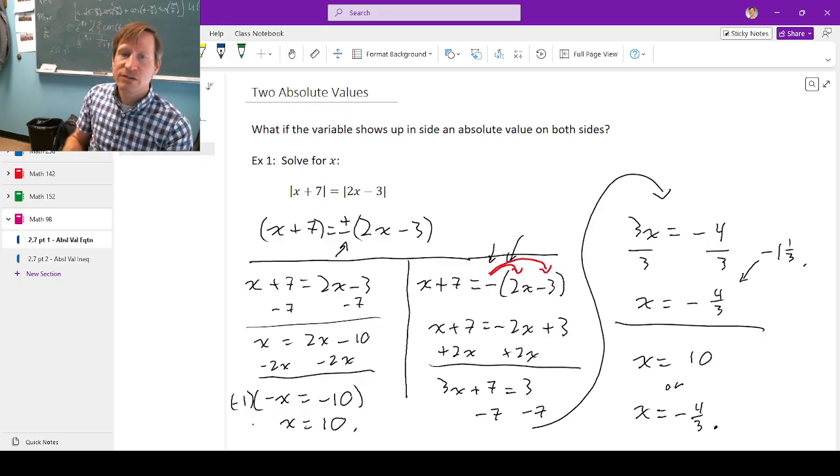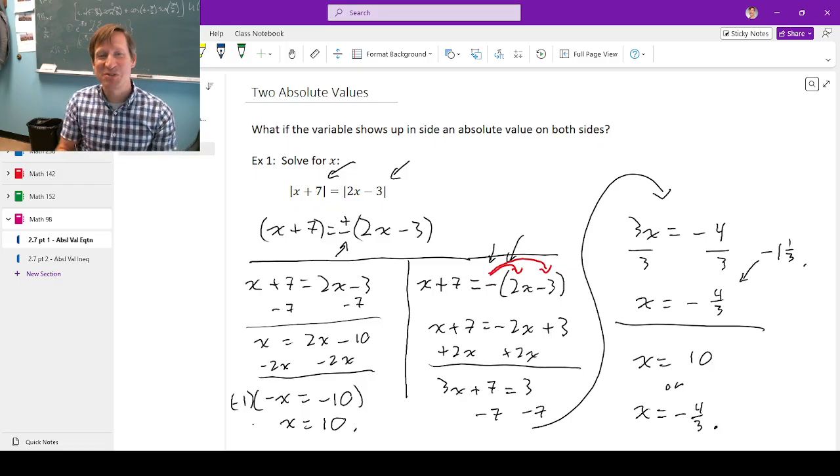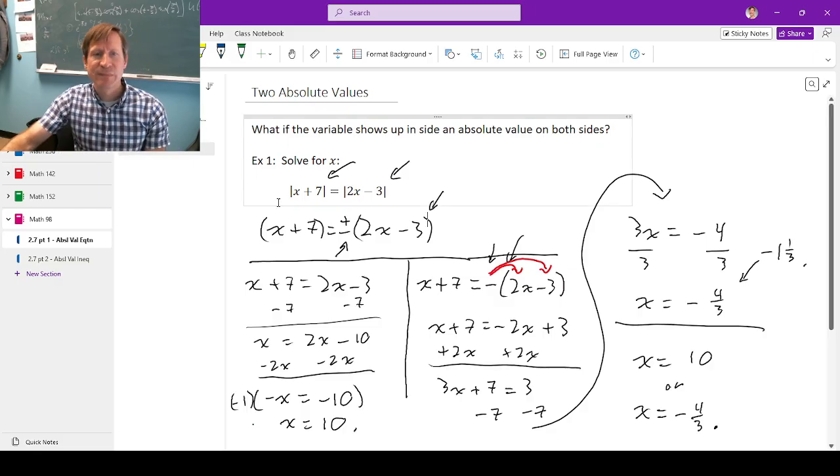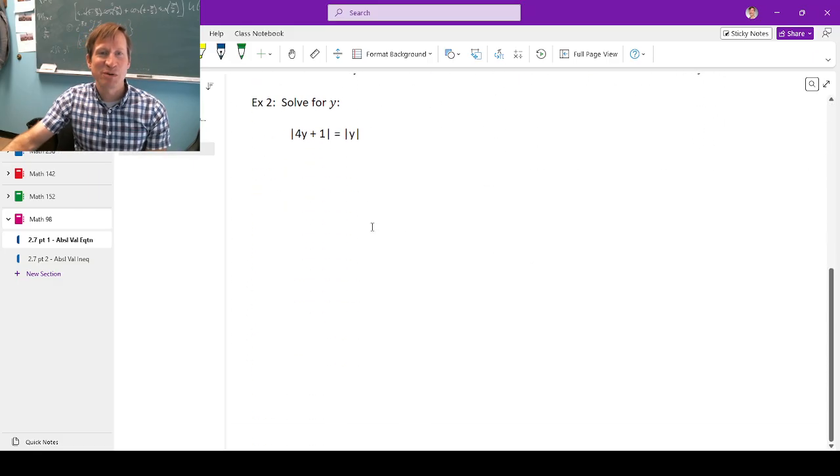All right, so solving an equation where an absolute value shows up on both sides is actually pretty similar to solving an equation where there's an absolute value only on one side, as long as we're careful about writing these parentheses and solving each of these two equations that we get. All right, just for practice, let's do one more example.